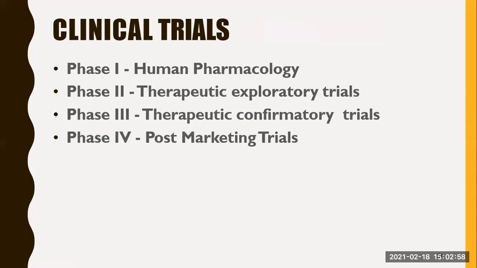So clinical trials, we have already studied the phases. Phase one, phase two, phase three, and phase four. Phase one is human pharmacology. Phase two is for the therapeutic exploratory trials. Then phase three is for the therapeutic confirmatory trials, and phase four is post-marketing trials.